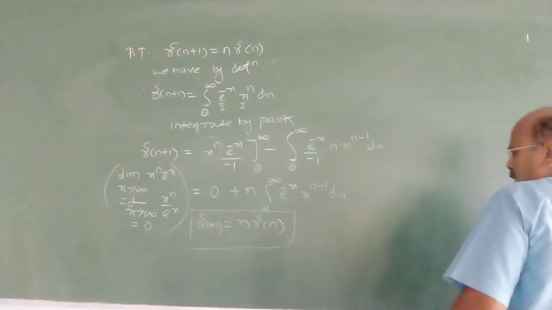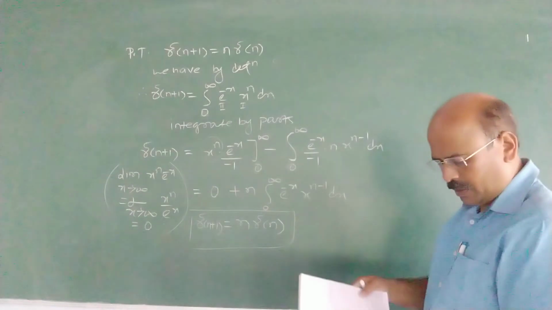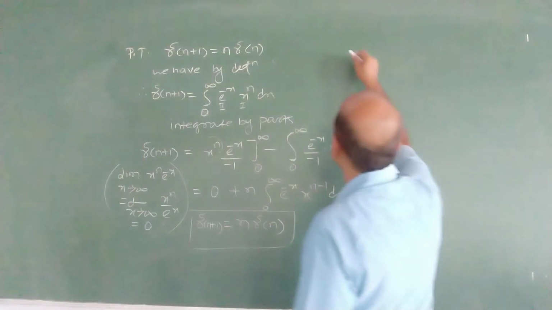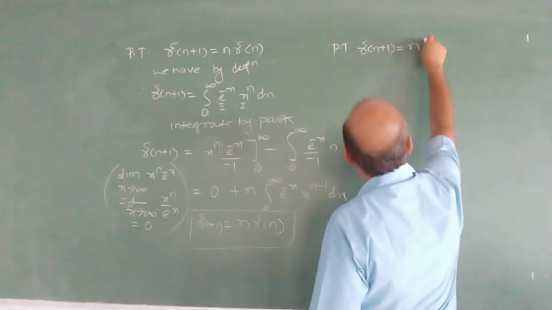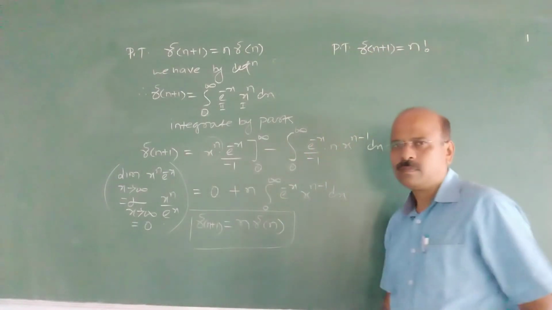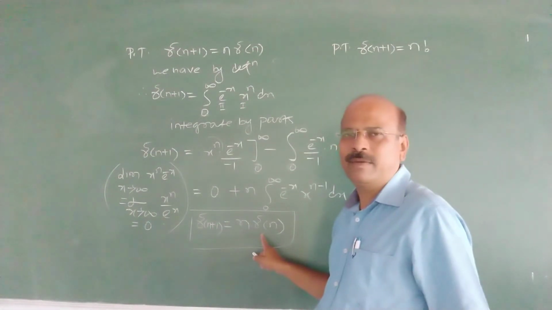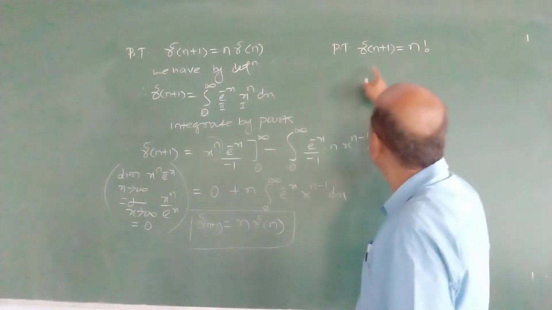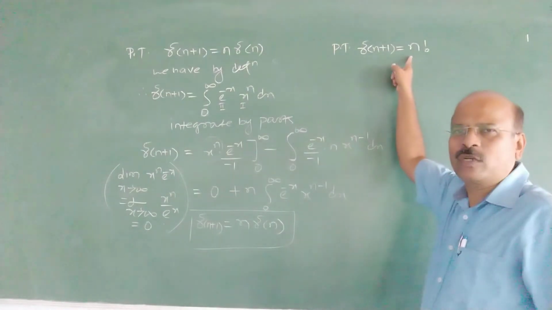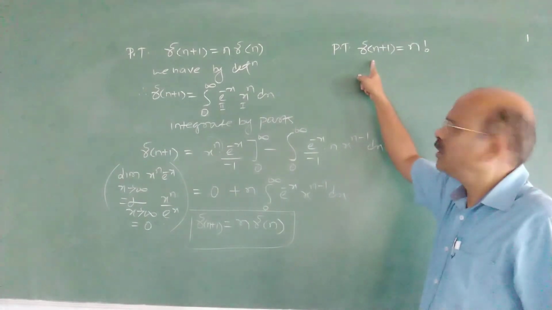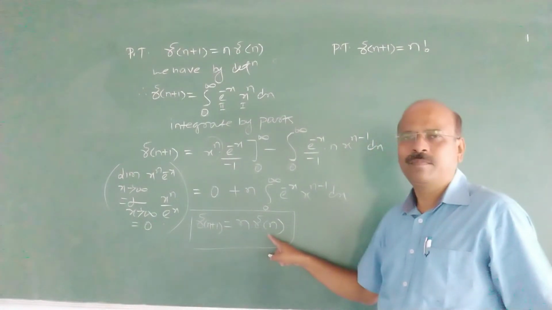We have used integration by parts, that's all. Next, prove that gamma n plus 1 is n factorial. This is a recurrence formula: gamma n plus 1 is n gamma n. Using this, we prove that if n is a positive integer, gamma n plus 1 is n factorial. Suppose it is not a positive integer, we use gamma n plus 1 is n gamma n, and we simplify.